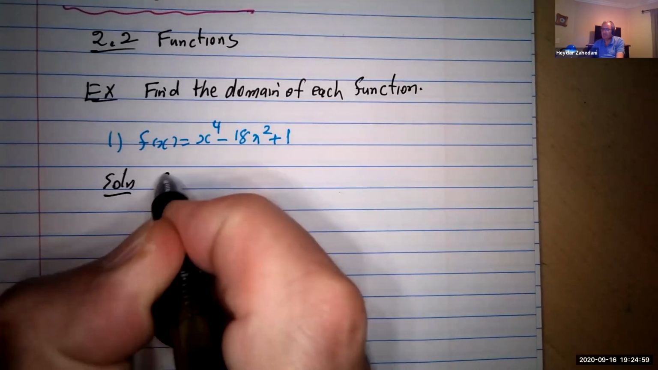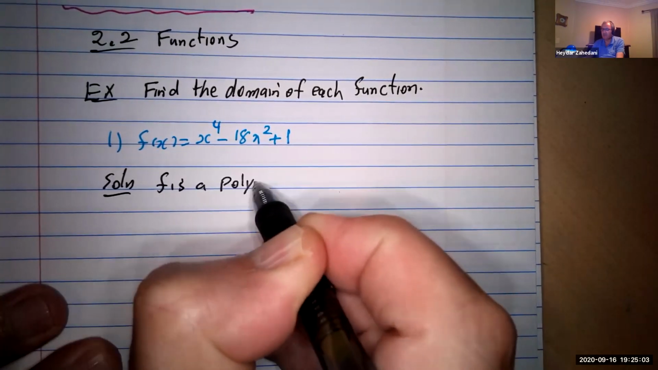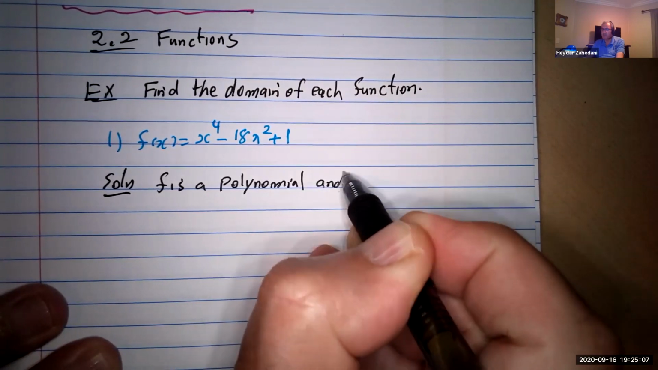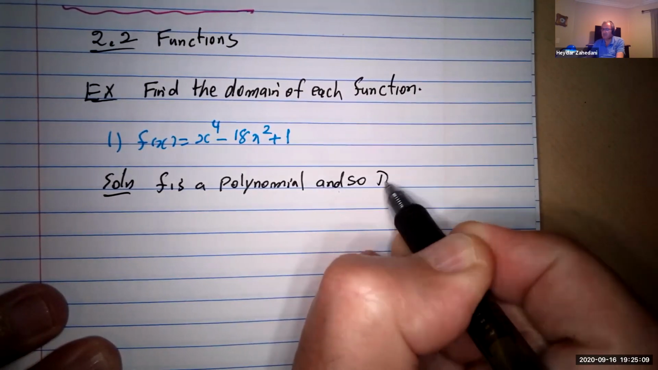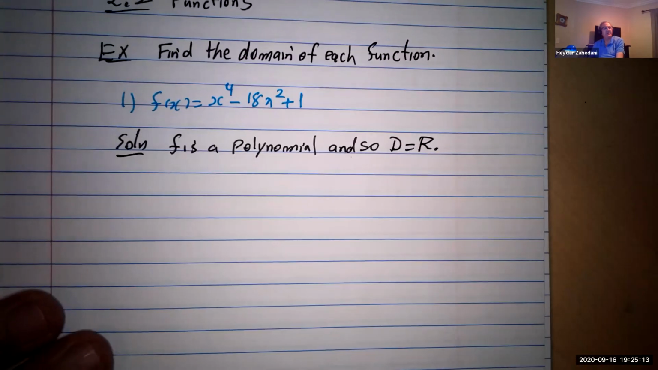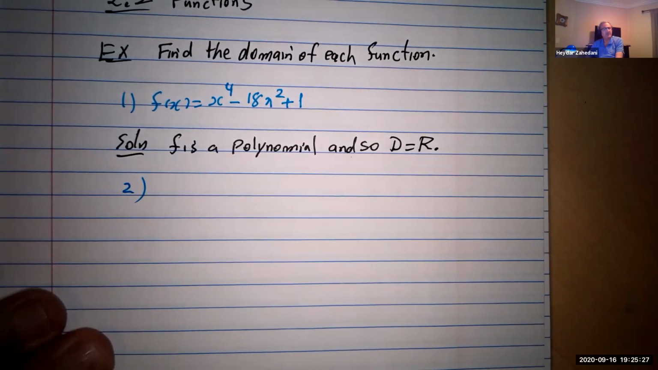So this is how you're going to answer it. You're going to tell us that f is a polynomial. That's it. And so the domain of this function is R, all real numbers. Defined everywhere. Replace x by any number you like. There is no restriction. Okay, any question? That was type 1. Just identify the polynomials. Type 2, a rational function.